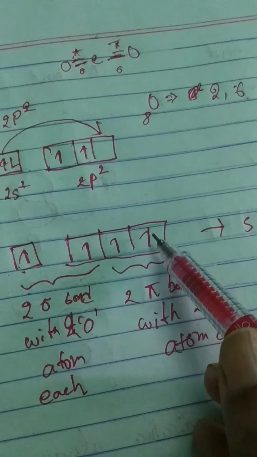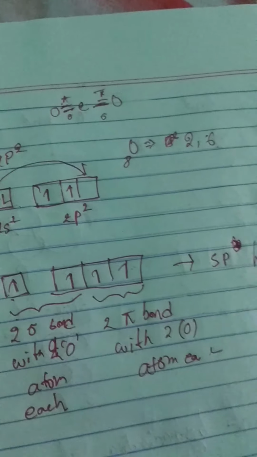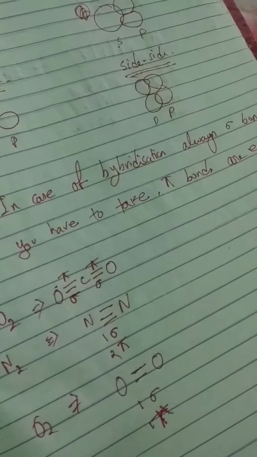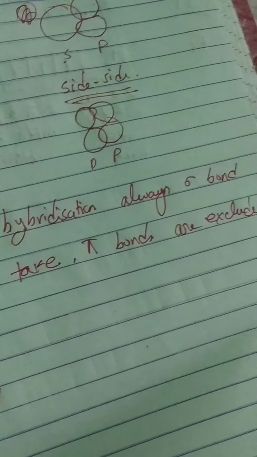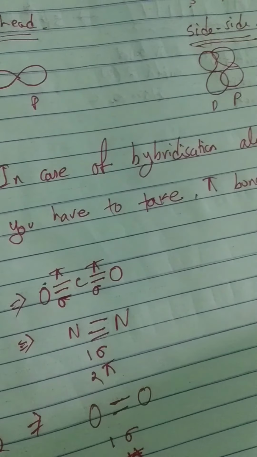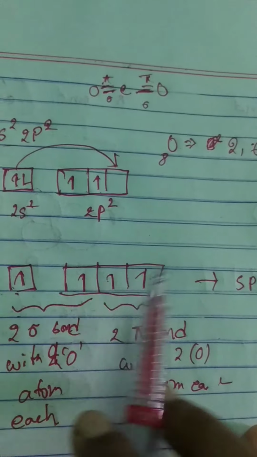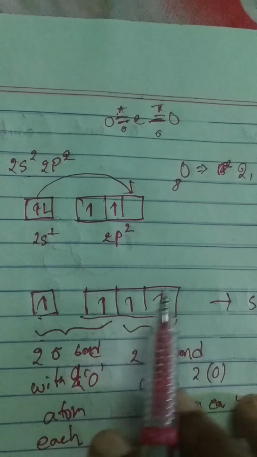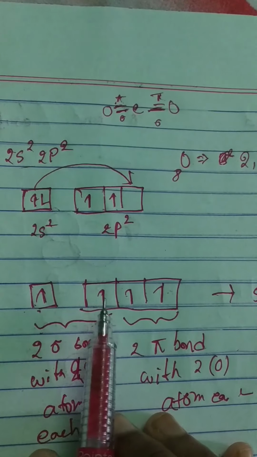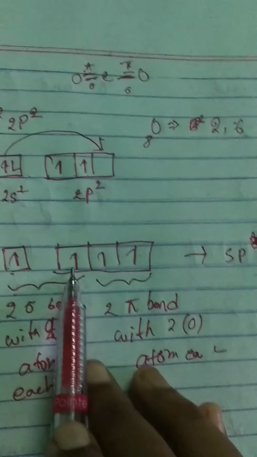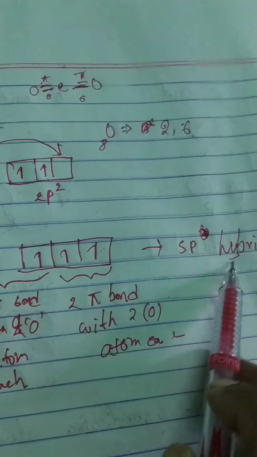Pi bonds we have to exclude, because again, as per the rule that I wrote, in hybridization you always take sigma bonds; pi bonds are excluded. So whatever orbitals are involved in pi bonds, you have to exclude. So how many sigma-bond-containing orbitals are present? One is coming from s, another is coming from p. So the name of the hybridization is sp hybridization. Pi bond I am not taking.